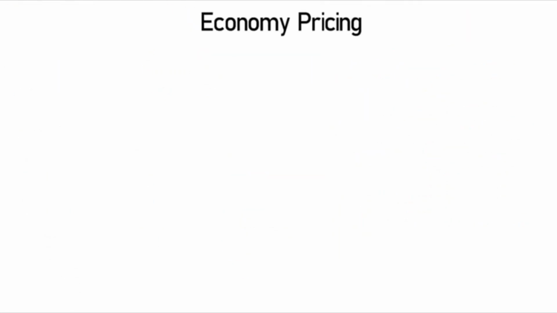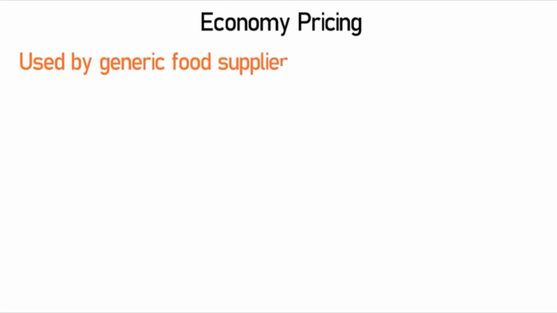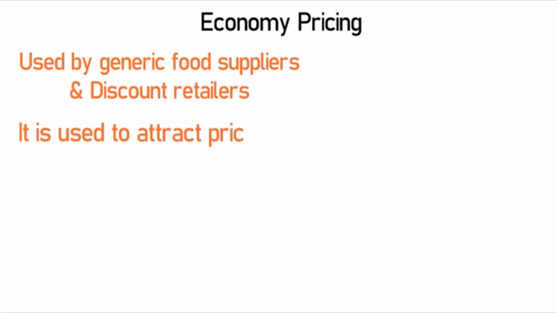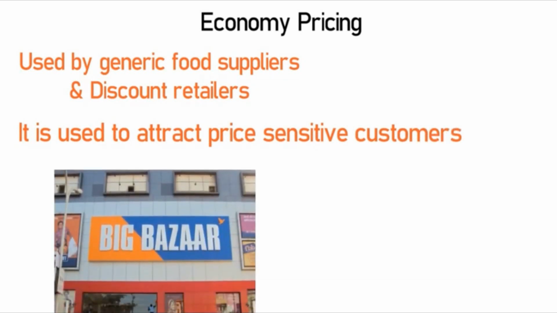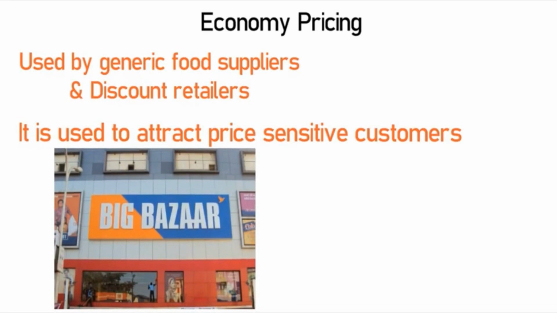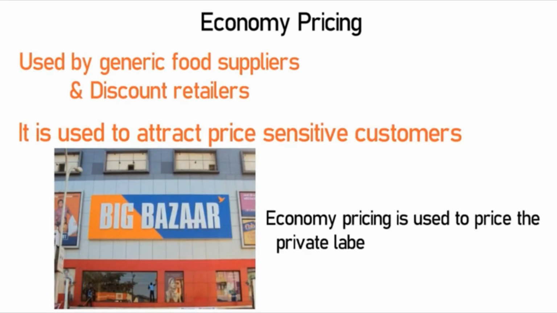The third type of pricing strategy is called as economic pricing. It is the pricing strategy followed by the generic food suppliers and discount retailers, where they keep the prices of the product minimal by reducing the expenditure on marketing and promotion. This strategy is used to attract the price sensitive customers. Examples are economic pricing strategy is used in the big businesses like Big Bazaar and Walmart. They have the private labels in the store wherein they adopt the economic pricing strategy to price the products which are very low.